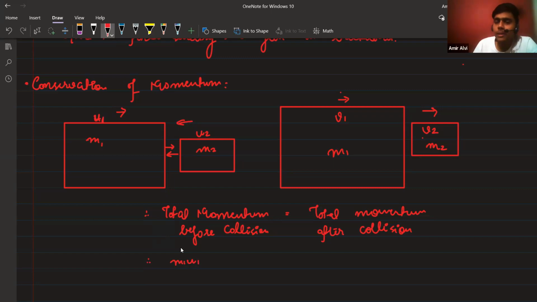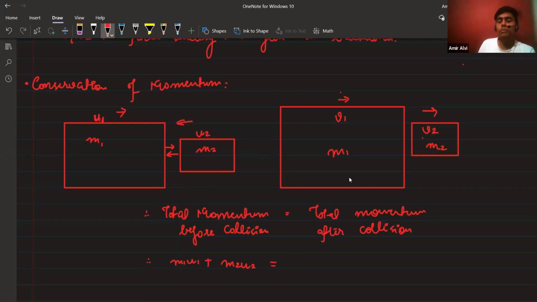The formula of momentum, dear everybody. Total momentum means plus, because the car is also present in the scenario. So plus M2 U2, is equal to the total momentum after collision.